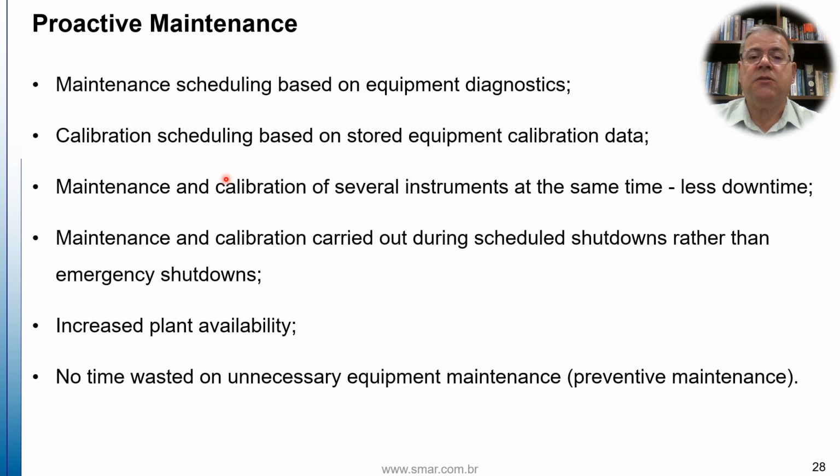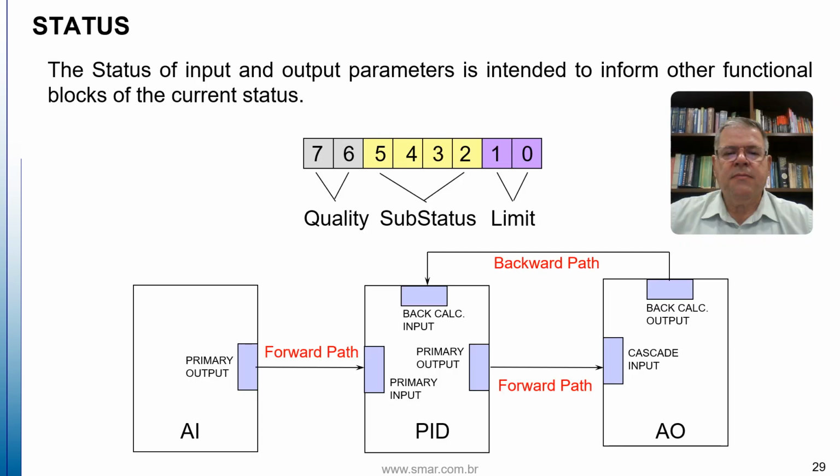Through the statuses, we can identify where the problem will be. Regarding the status, we have the status that can be passed from the analog input block to the PID block, from the PID block to the AO block, and also through feedback for improvement. The status is a byte consisting of 2 quality bits, 4 bits of substatus, and 2 bits of limits.